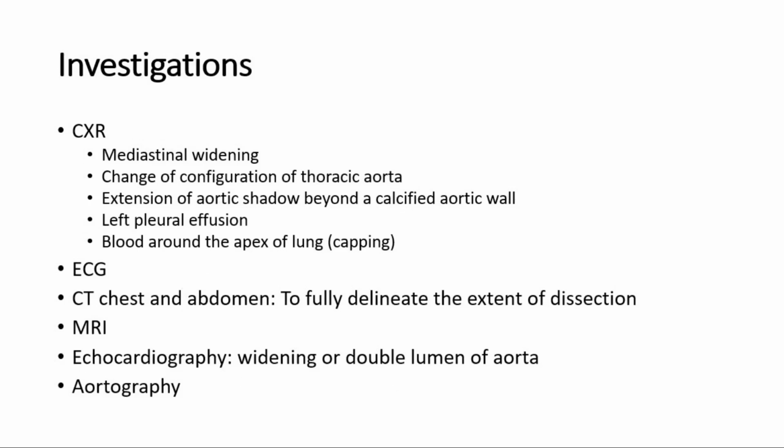For investigations, chest X-ray. Findings include mediastinal widening, change of configuration of thoracic aorta, extension of aortic shadow beyond a calcified aortic wall, left pleural effusion, and blood around the apex of lung, also called capping. Other tests include ECG, CT chest and abdomen to fully delineate the extent of dissection, MRI, echocardiography to look for widening or double lumen of aorta, and aortography.